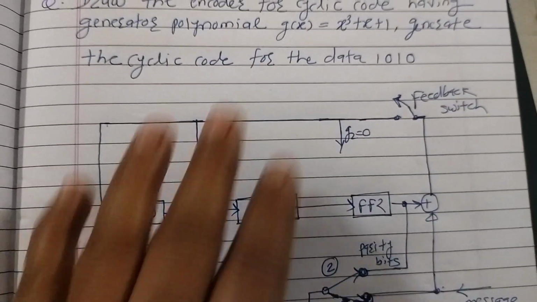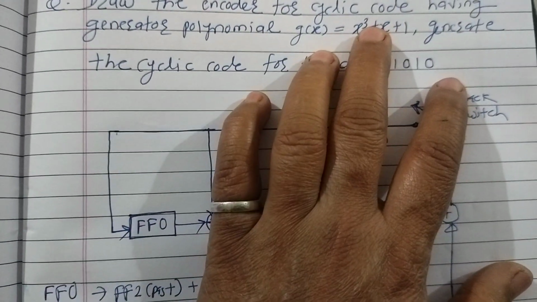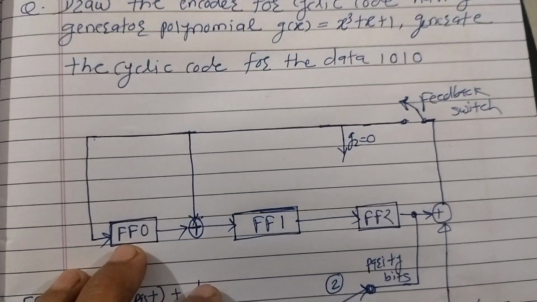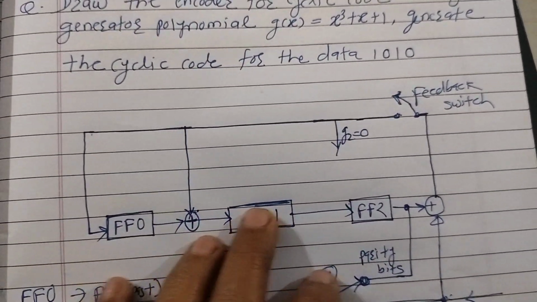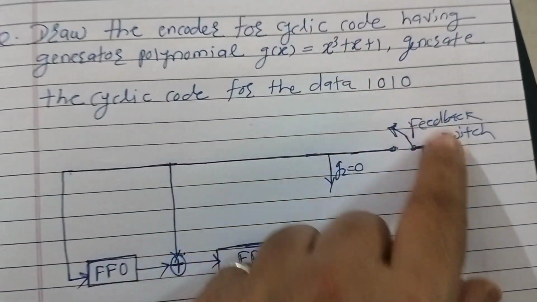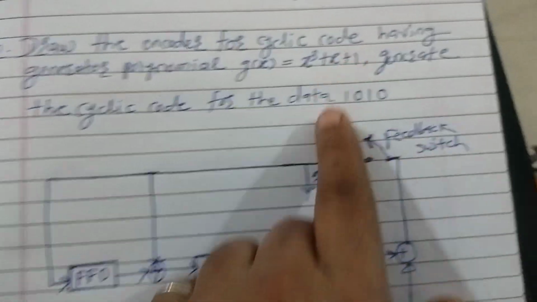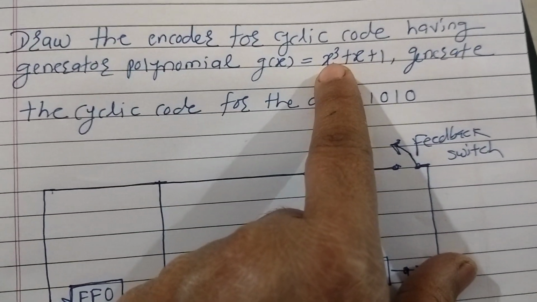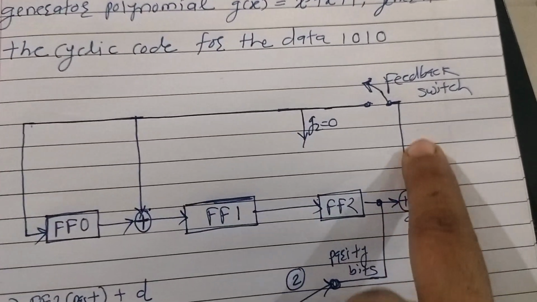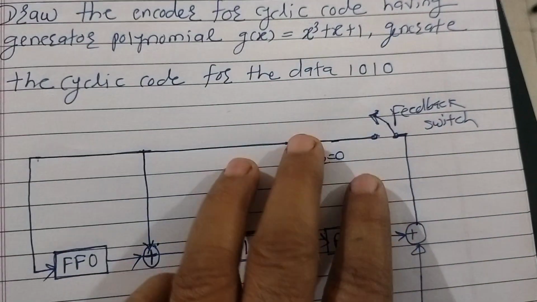The generator polynomial is x cube plus x plus 1. So this is 3, so there are 3 flip-flops: flip-flop 0, 1, 2. Then 3. Now we will see about these vertical lines. So it is x cube, which has coefficient 1. So this line corresponds to the coefficient of x cube. Now x square is not there.